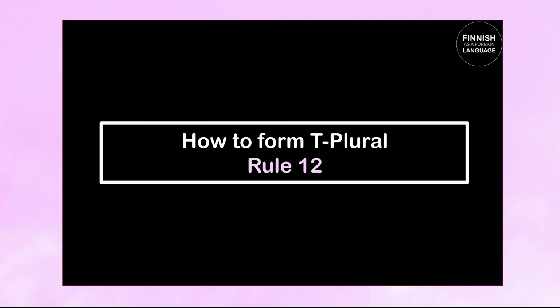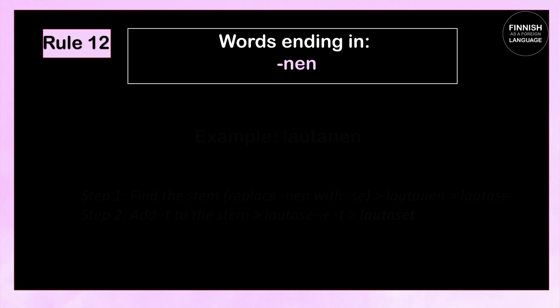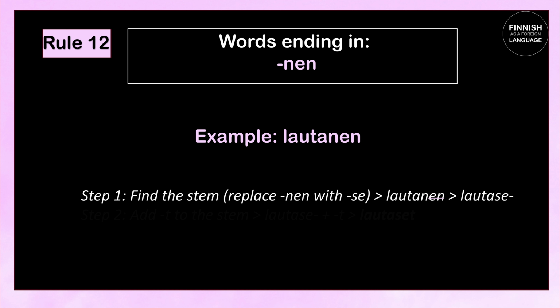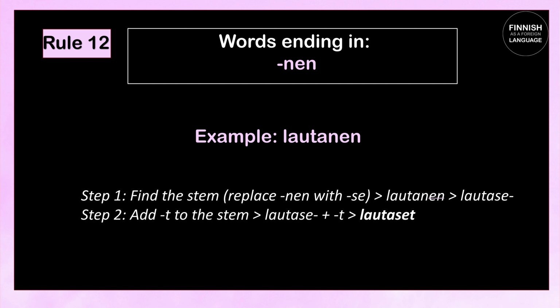Alright, now let's move on to rule number 12, words ending in nen. This one is an easy one. Let's take, for example, lautanen, meaning plate. In the first step, we have to find a stem, which means we have to replace nen with se. So, lautanen changes to lautase. Then in the second step, we have to add t to the stem, which means lautase plus t changes to lautaset, meaning the plates.